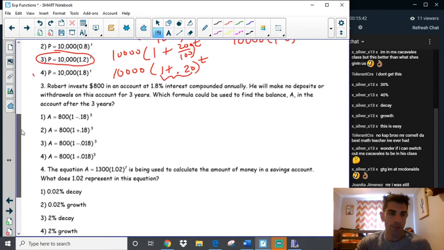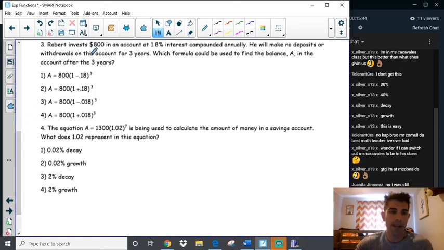Okay, number 3. Robert invests $800 in an account at 1.8% interest, compounded annually. So that's just saying that each year your interest will grow. And that was kind of similar to what we were looking at yesterday. He will make no deposits or withdrawals on this account for 3 years, which means he goes to the bank, he gives them the money, he says, I'll see you in 3 years. Because it's a percent, we know that we're going to be using exponential. So get used to writing the formula, write it, because you have to know it.